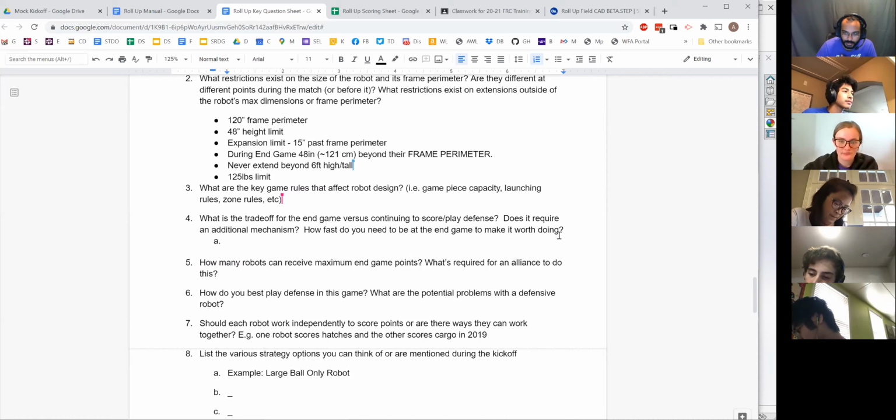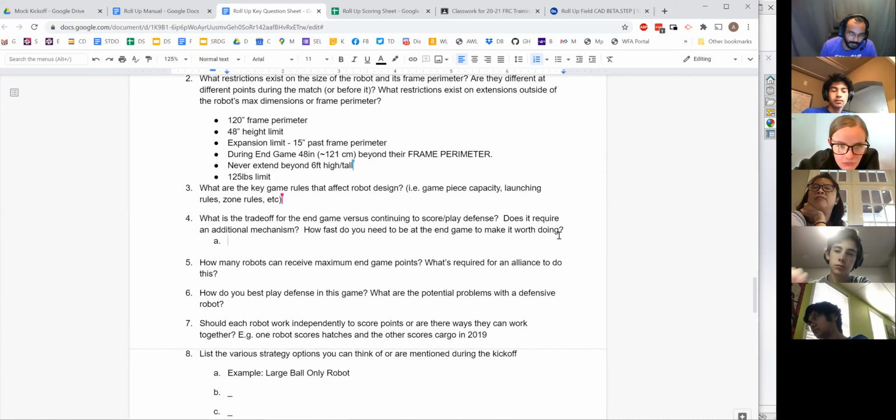So what are some of the trade-offs? Let's start at the slightly easier one. If we just didn't do the end game, what are we losing in not doing the end game?